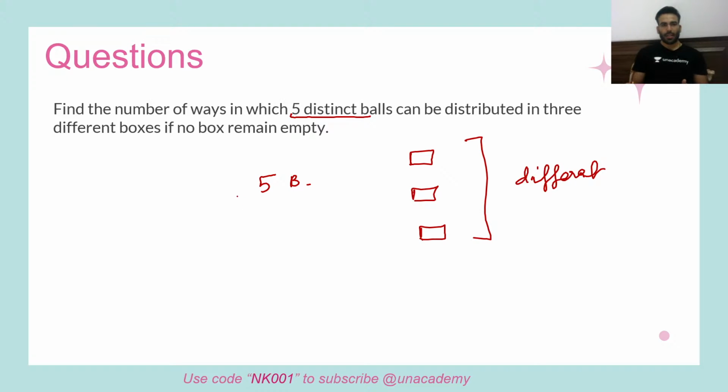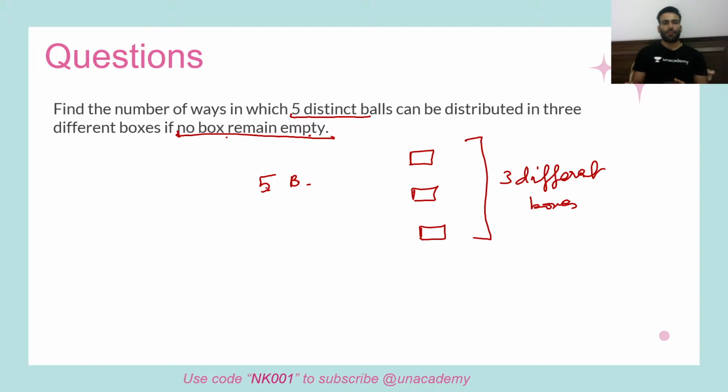It says that no box remains empty. Lucky says 80.00. Let's check. Look at the question. The question says that no box remains empty. What I can do is find out the total number of ways by which I can distribute these 5 balls among these 3 different boxes.